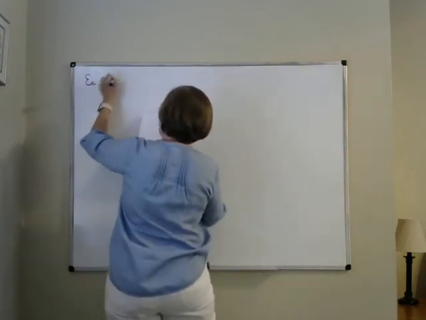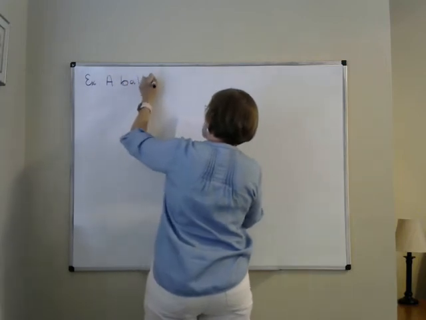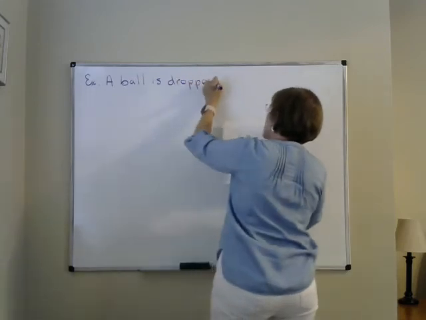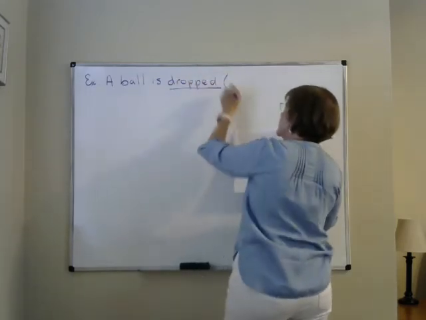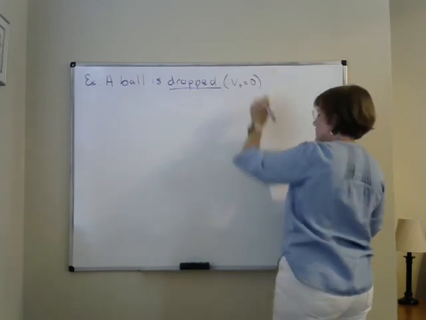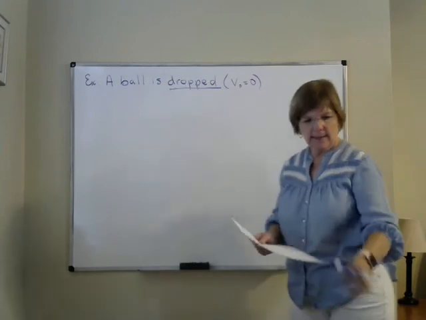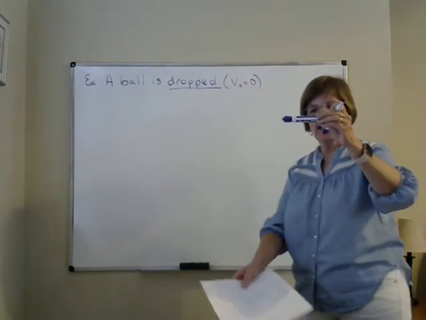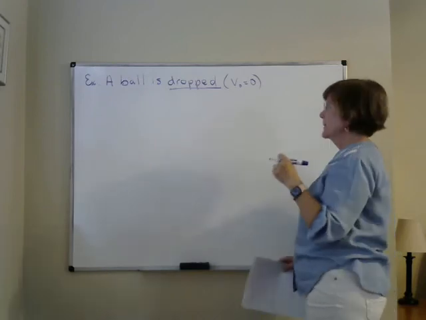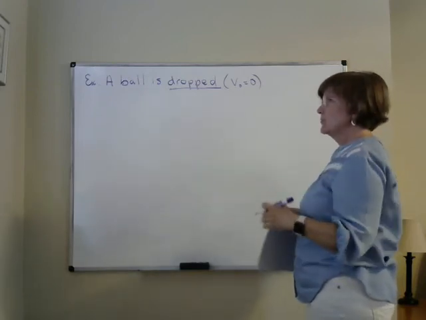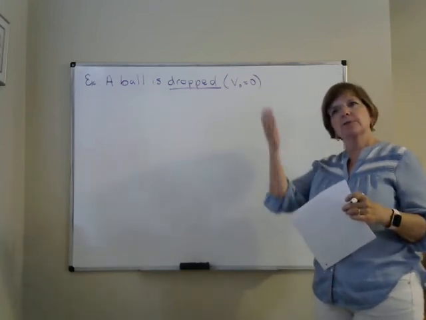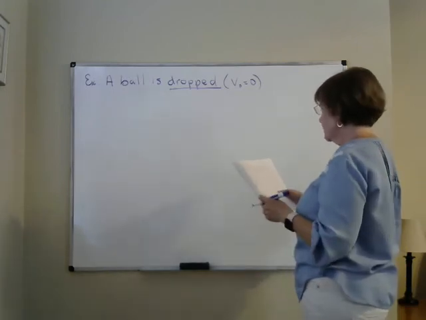A ball is dropped. Okay. You need to learn right now when something's dropped, that means that the initial velocity was 0. If I'm holding this marker, it has a velocity of 0 when I drop it, and it will accelerate down. Okay? So just when they say something's dropped, that's different than throwing it down forcefully or throwing it up forcefully. If we just drop it, it starts with an initial velocity of 0.